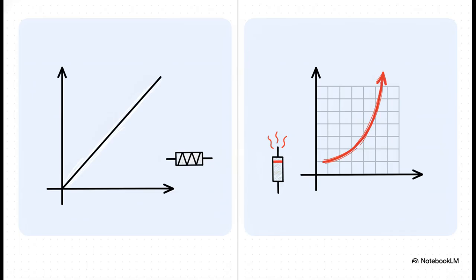First, we have ohmic conductors, things like your standard circuit resistors and nichrome wire, which maintain a completely constant resistance, even when the voltage is varied. They obey Ohm's law perfectly, which gives us a nice straight line graph.